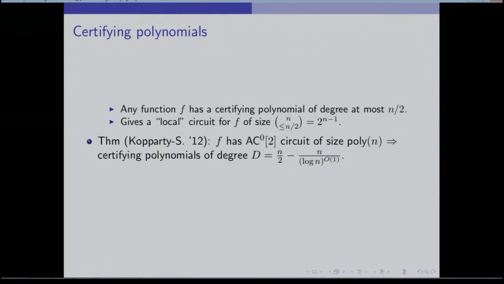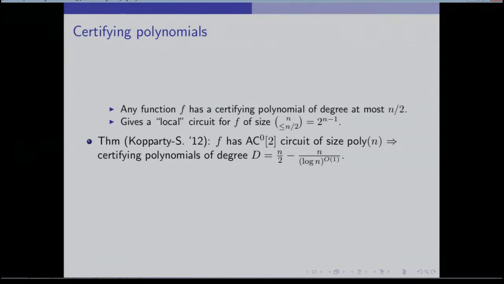In a theorem we had a few years ago, Swastik Koparty and I could show that if a function in fact has an AC0 mod 2 circuit of polynomial size, then you can improve on this n by 2 a little bit. You can actually get certifying polynomials of degree n by 2 minus n over polylog n. And this minus n over polylog n is kind of crucial, right? Because n by 2 is trivial. It's n by 2 minus something much smaller than n by 2, but that's crucial. That's what makes it non-trivial.